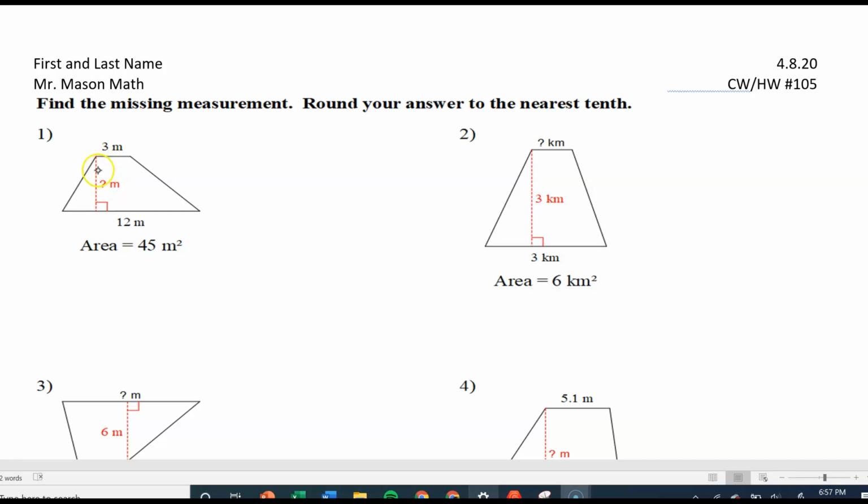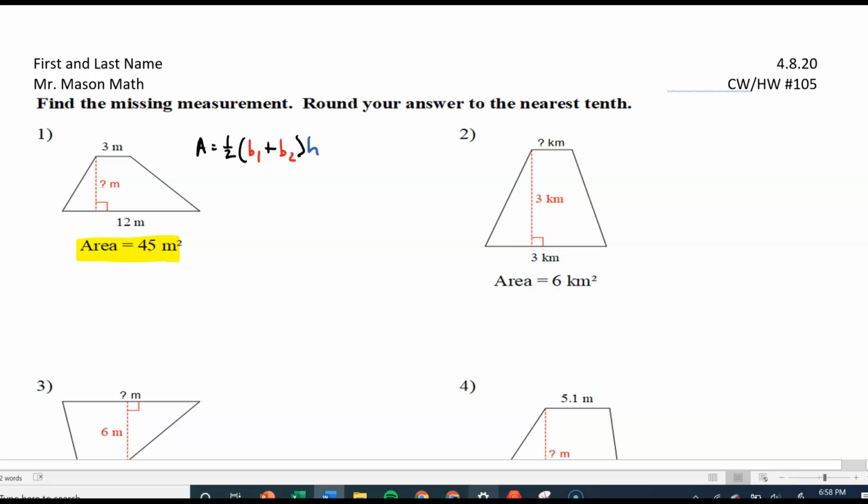Right off the bat we have a trapezoid. Notice I give you the area, so first thing I always want to do is figure out what is the area formula for a trapezoid. You should know this from yesterday. So you should have answered area equals 1/2 base 1 plus base 2 times height. And now we just plug in what we know. We know our area and we happen to know our two bases, right? So we're going to be solving for our height.